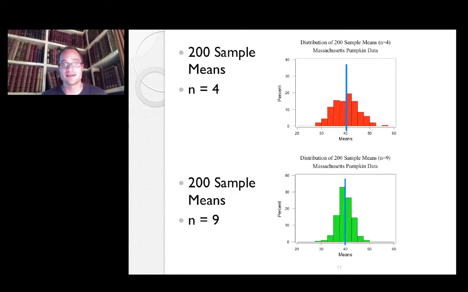The green graph is tighter and taller around its mean. The reason is that the standard error, the standard deviation of the sampling distribution in green, is less than that of red because we're dividing by the square root of n. Numerically, we're dividing by the square root of n. Intuitively, we're gathering more pumpkins from the population each time we take a sample, so we're tighter around the true population mean. As I increase n, I should expect these graphs to become tighter and taller around the mean.